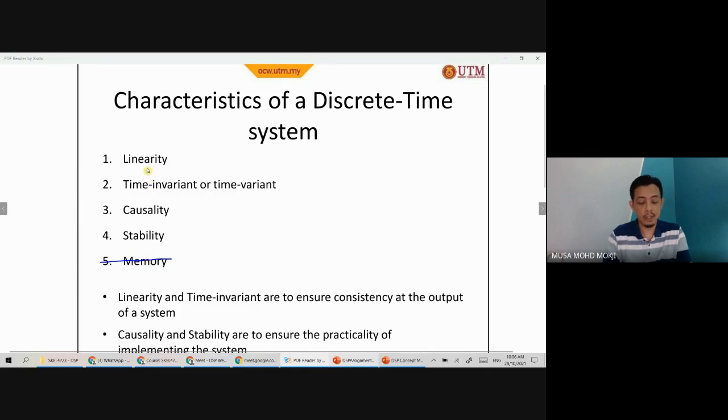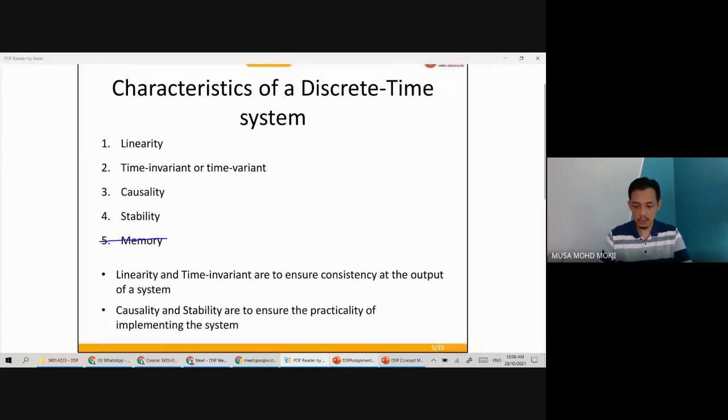And we have covered the first one, which is linearity. Why do we need to check that? Because the first and second characteristics, linearity and time invariance, ensure consistency at the output of a system. It's possible to have a non-linear system, but designing that kind of system is more complex. If we have a linear system, we will have a simpler system, and that helps a lot in designing the system.